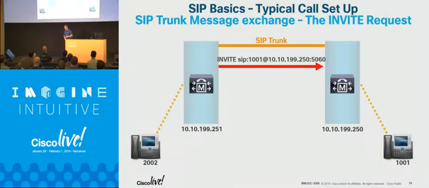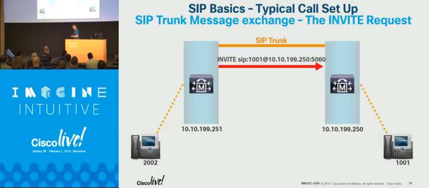But the first thing is, this is the environment that we're going to be looking at over the next few slides. I've got a phone here registered to this Call Manager on 251. I've got a SIP trunk set up pointing to 250 over here, and I'm going to make a call between 2002 and 1001. So the first thing that we're going to send here is the request, which is an INVITE to invite 1001 into a call, and what it's being sent to here is this address of this Call Manager over here.